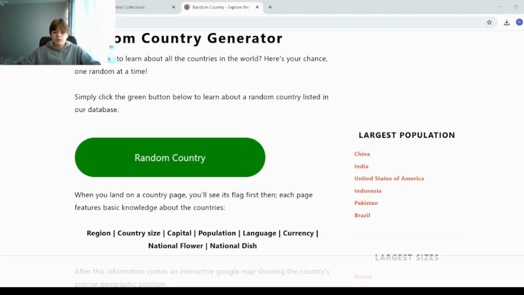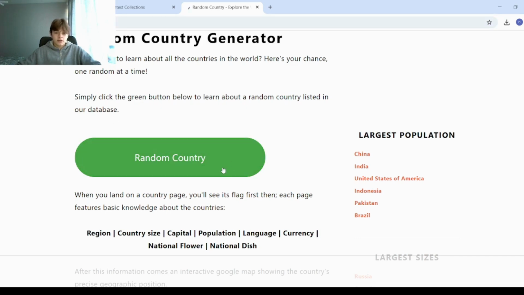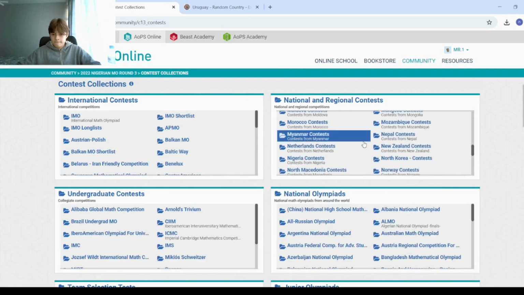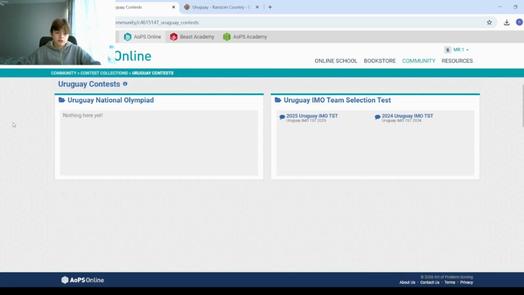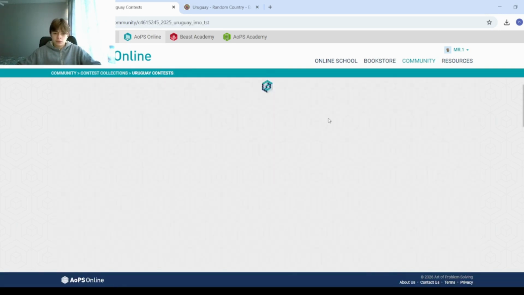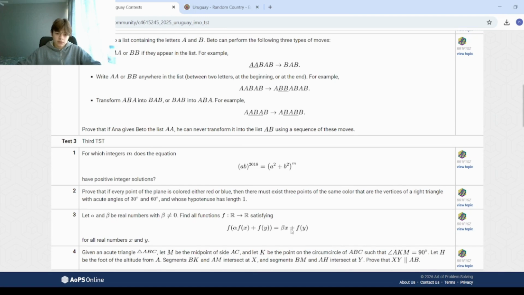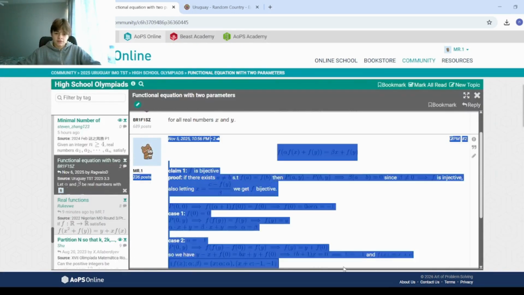Anyways, in today's video we are going to solve a functional equation from a random country which is chosen by this site, and our country is Uruguay, and we have Uruguay here. We have only two contests. Okay, we have a functional equation here. Actually, I think I have solved this one. Yeah, this is my solution.